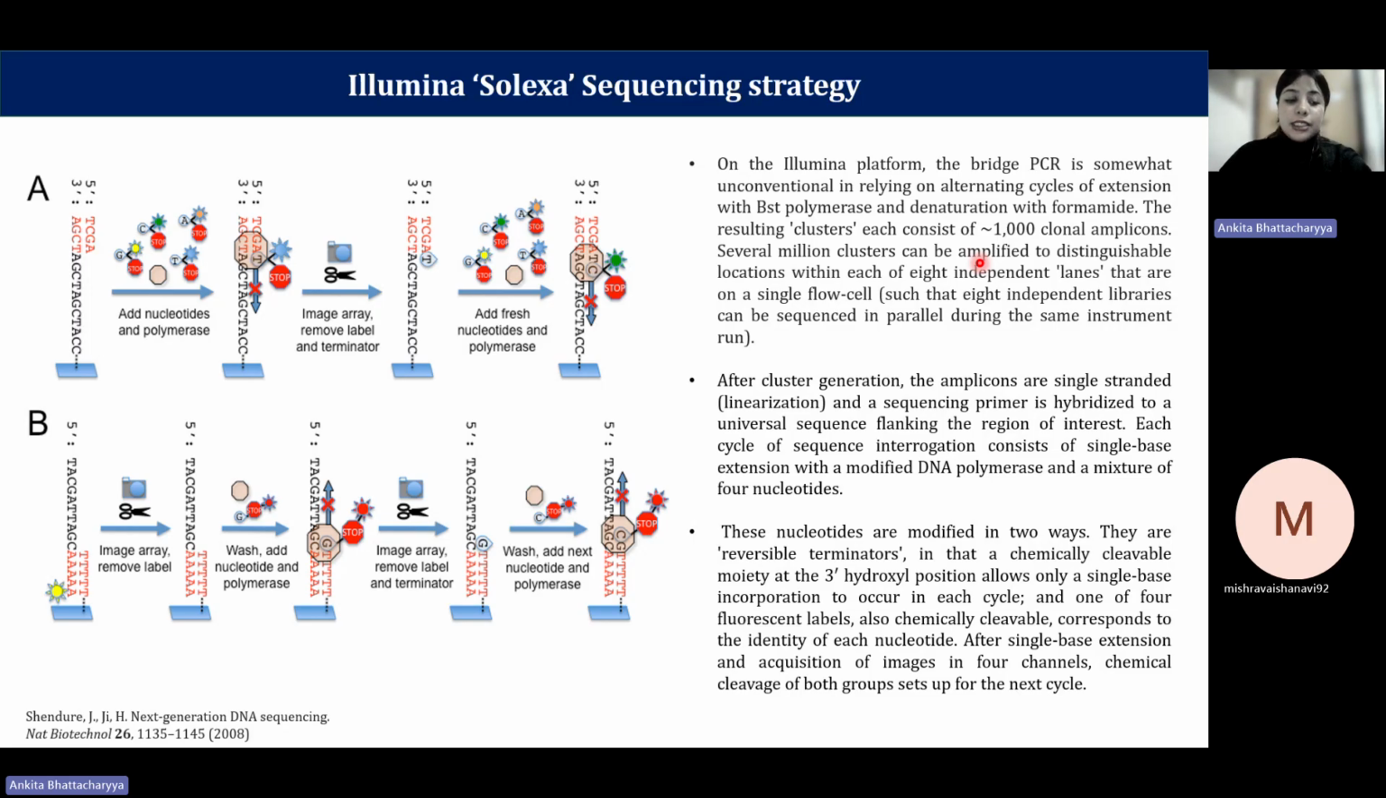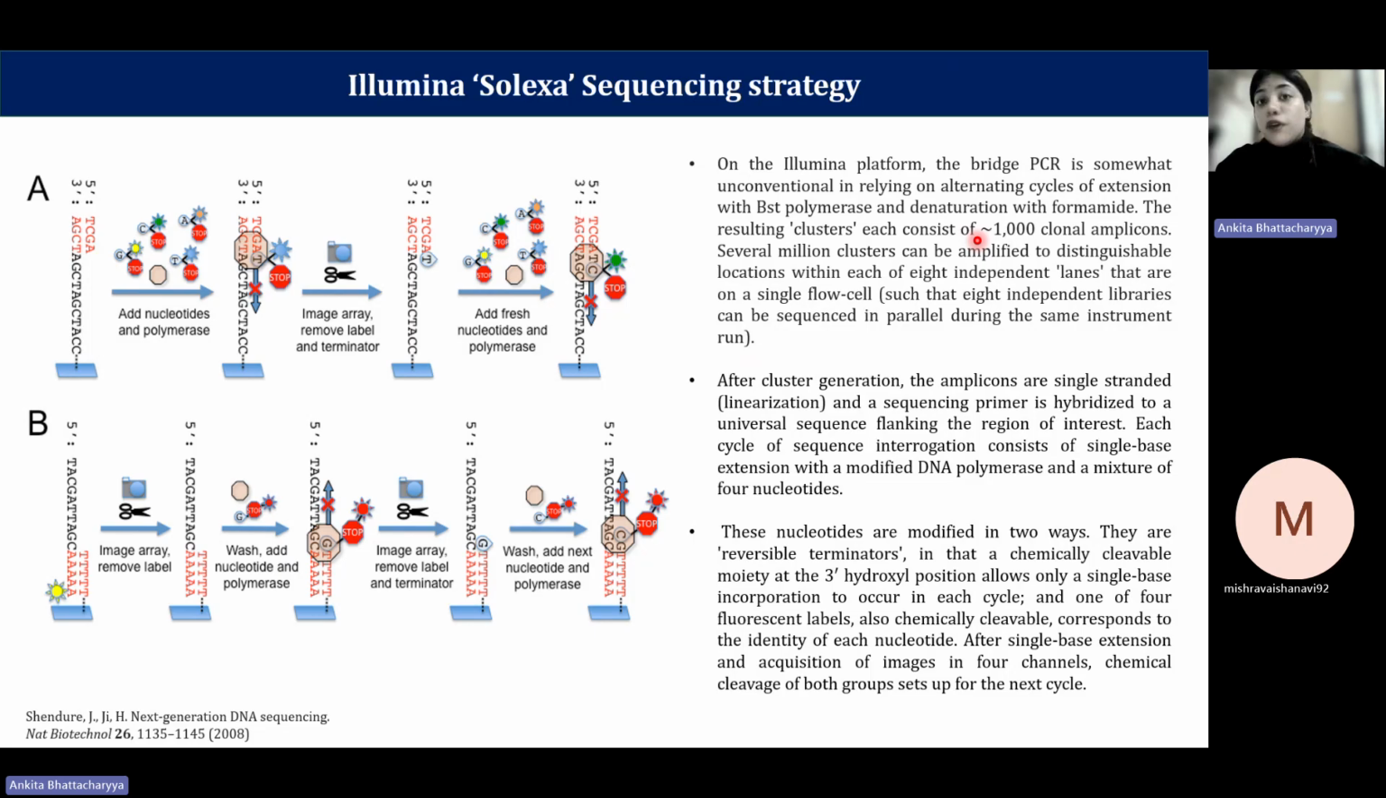Again, please keep in mind, this is also an older version of the platform. A lot of updating has been done, and not all the information is disclosed, like I previously mentioned. So you can check it once again for more information. But what you can see now is that what is generated are millions of clusters that can be amplified to distinguishable locations on a single flow cell that can all be sequenced in parallel using the same instrument.